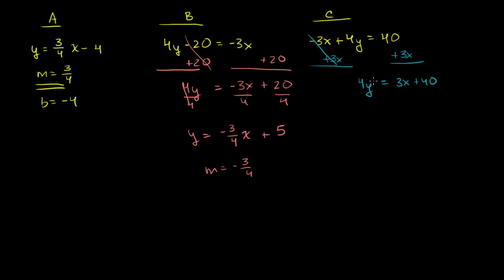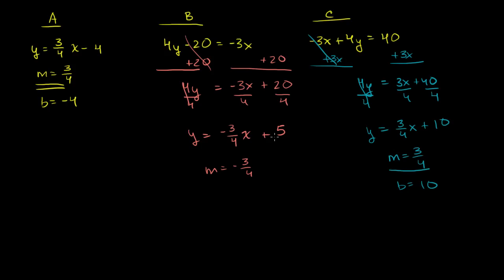Now we can divide both sides by 4. You have to divide every term by 4. The left-hand side, you're left with y. The right-hand side, you have 3/4 x plus 10. So here, our slope is 3/4, and our y-intercept, if we care about it, is 10.